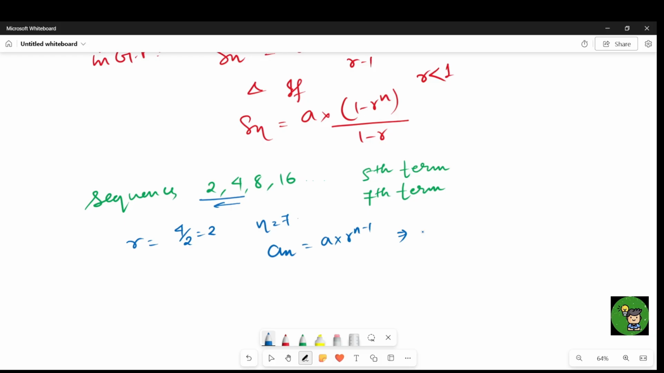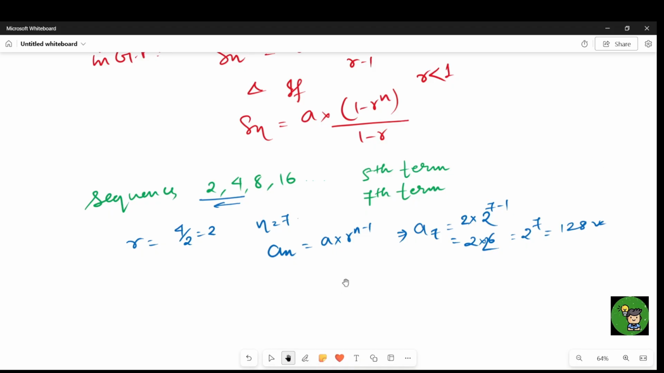So the 7th term equals A, what is our A? 2, into R, the ratio is 2, and power 7 minus 1. So what do you get? 2 into 2 power 6. So that is 2 power 7. Easy. So 2 power 7 is what? 128.